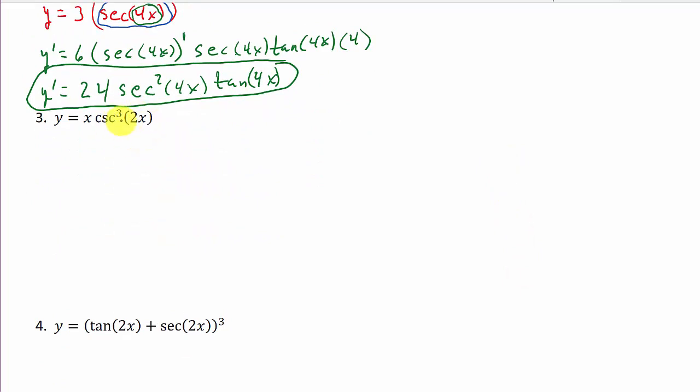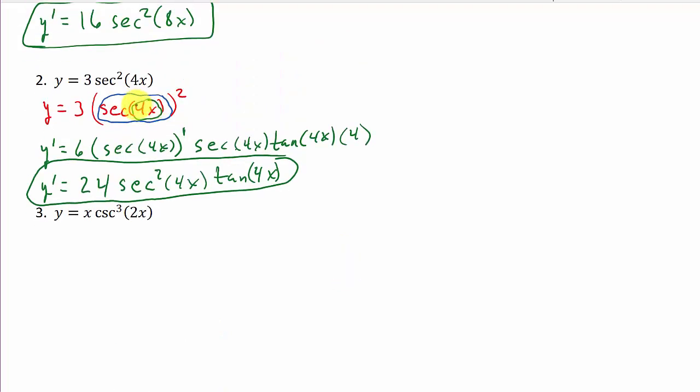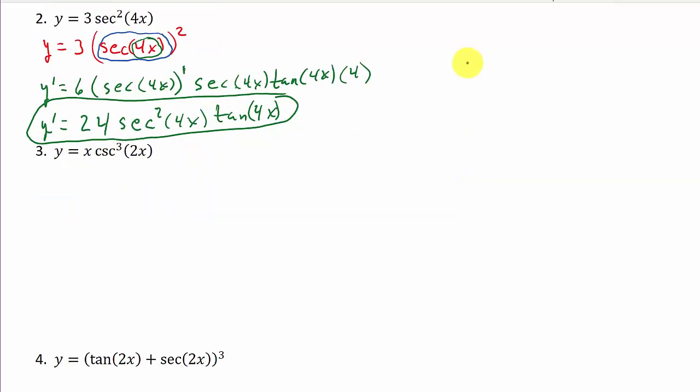Alright, so I'm not going to rewrite this one like I did this one here, but just remember this cosecant cubed 2x, all that means is cosecant 2x, all of that cubed. Okay, I guess what we could do here is write it cosecant 2x, all of that cubed. Remember, that's what that looks like. Okay. So here we've got y prime. Now look at this, we've got x times cosecant cubed. This is the product rule. Do you remember the product rule?